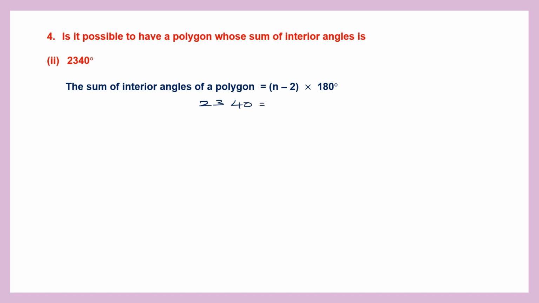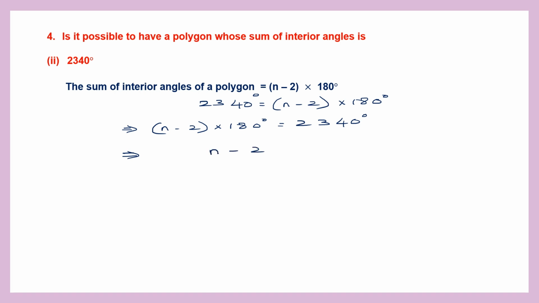2340 is equal to n minus 2 into 180 degrees. I'm moving n minus 2 to the side. So n minus 2 into 180 degrees is equal to 2340 degrees. Okay, now we are going to find the value of n minus 2. This is 2340 degrees divided by 180 degrees, because I have transposed this 180 to the right hand side.